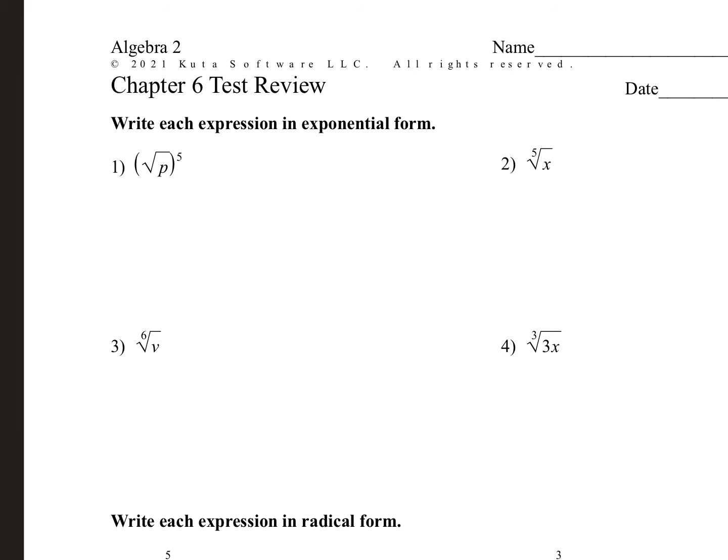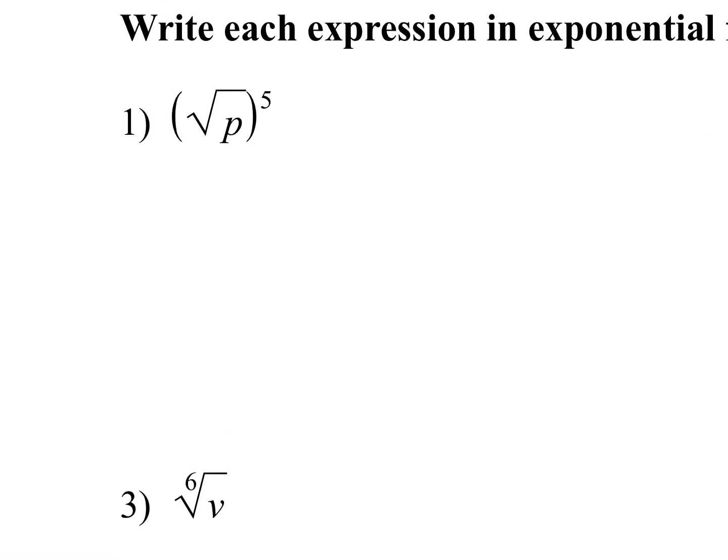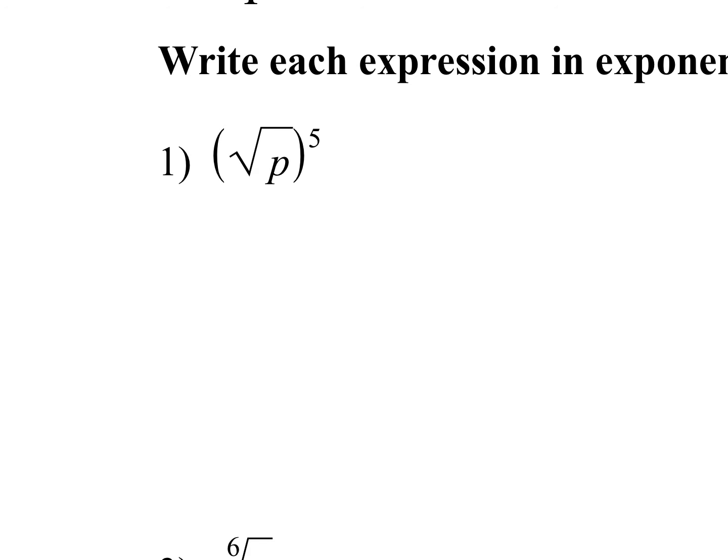So the first 4 questions, we have to write each expression in exponential form. So it gives it to us with a radical. We need to change this so it's just an exponent. So we're going to have p with some number up here, some exponent.